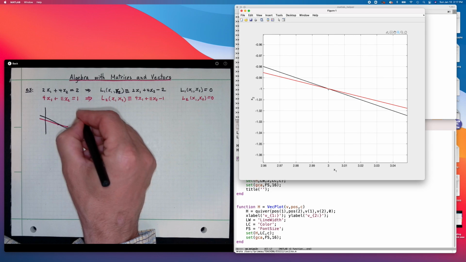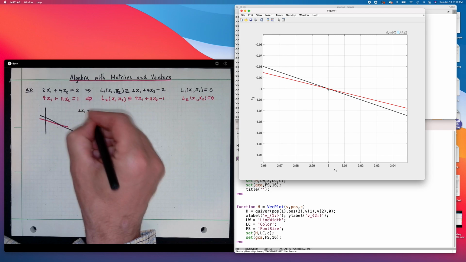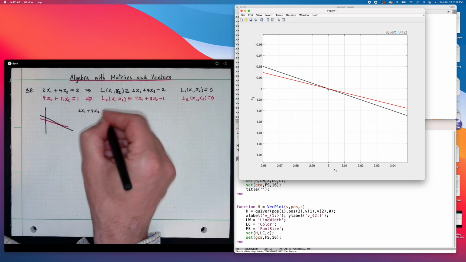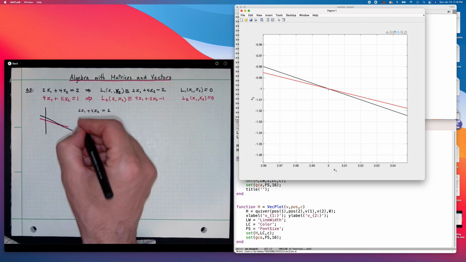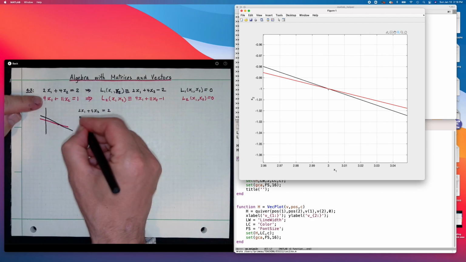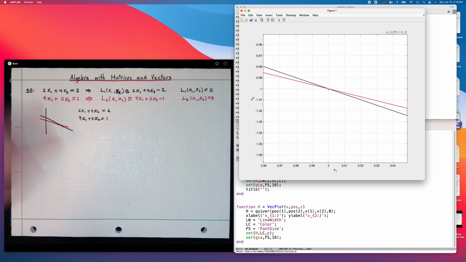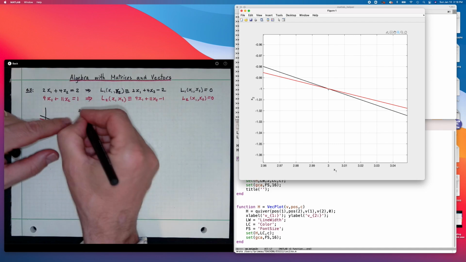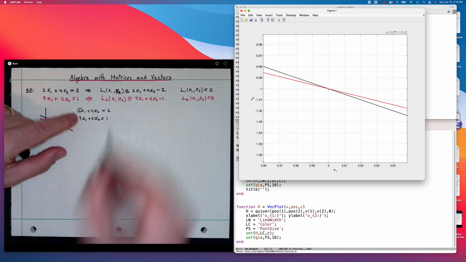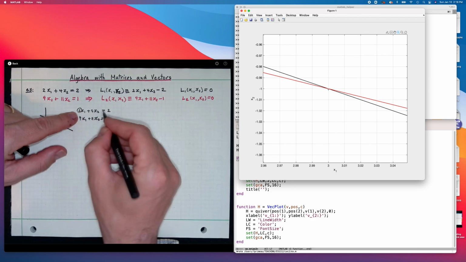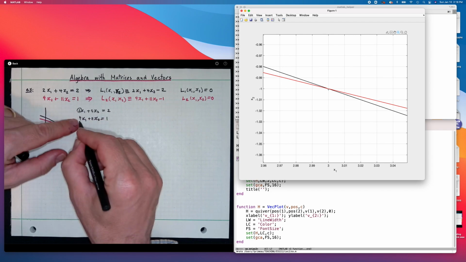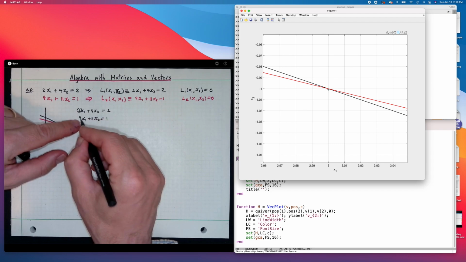So we start off with 2x1 plus 4x2 equals 2, and the second equation, 4x1 plus 11x2 equals 1. This number here is called the pivot, and what I will do is take the first equation, divide by 2, and then subtract 4 times what I have from the second equation.